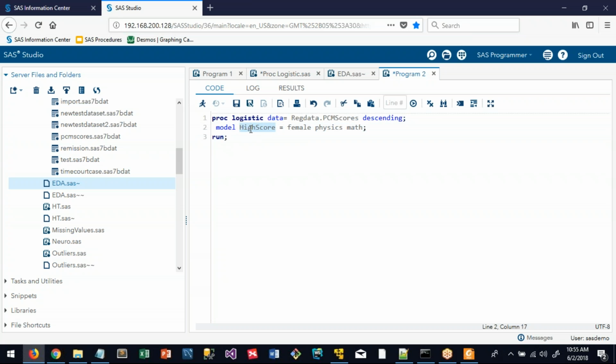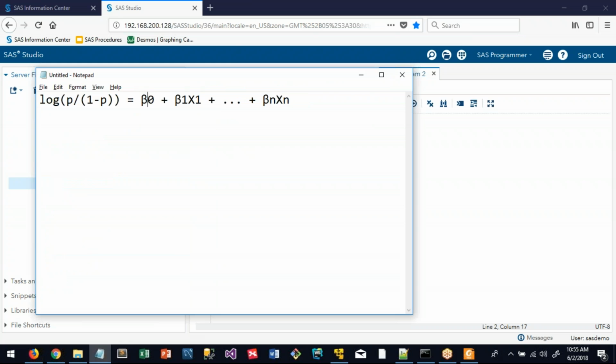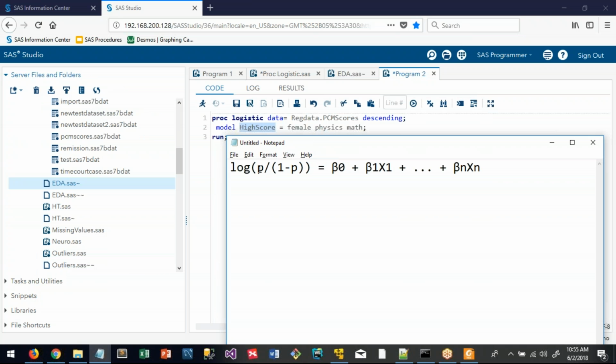So in this case, log of p divided by 1 minus p is the probability thing in this case. This p value, a probability, means whether a high score value will be equal to 1 or not, whether this whole model as it is made will achieve a high score or not. That is all that we are trying to predict there. That is the probability that we want to predict there.